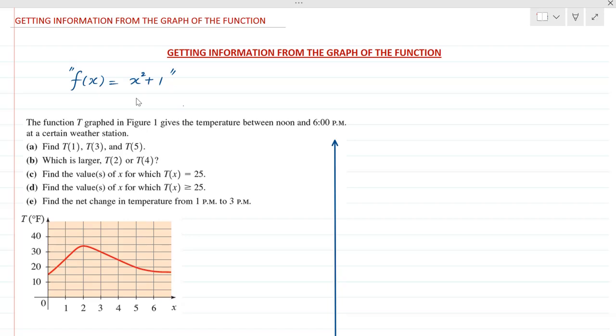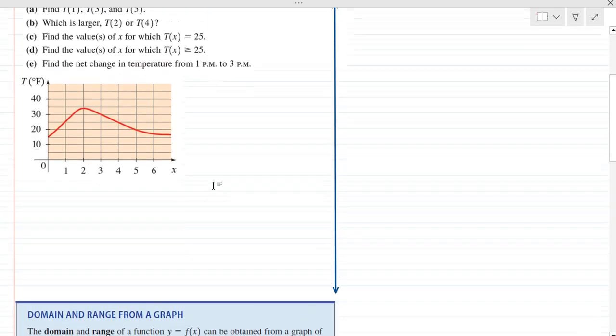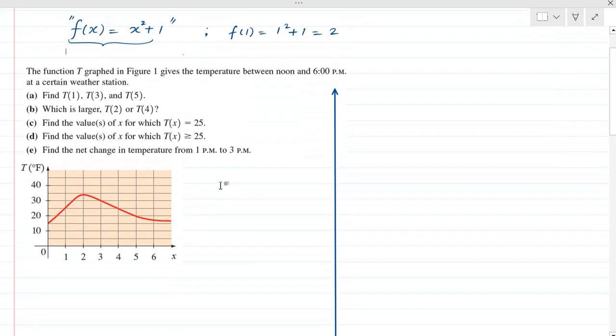The function T is given by the graph, and we have to find the value from the graph. Before, when we wanted to find f of 1, we just replaced x equals 1, so it is 1 square plus 1, which equals 2. So here the function is given in terms of an expression, whereas here the function is given as a graph. So from the graph, we have to find all the information.